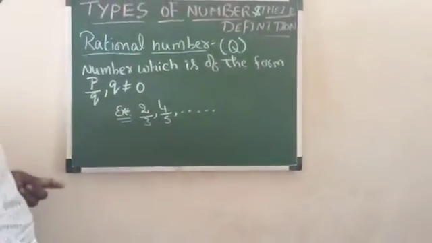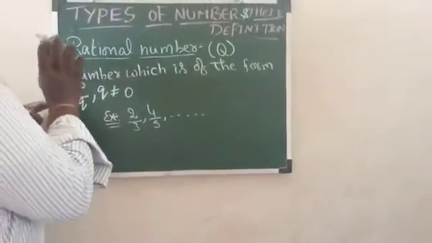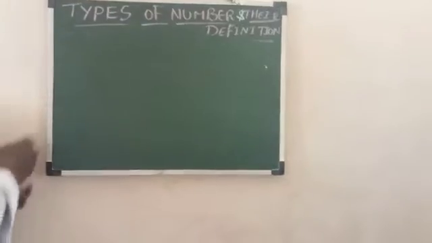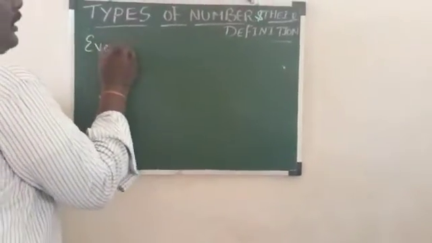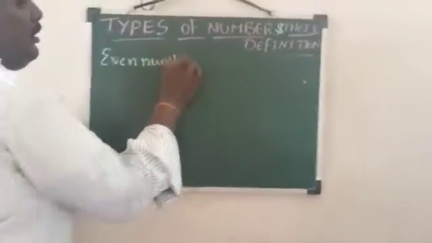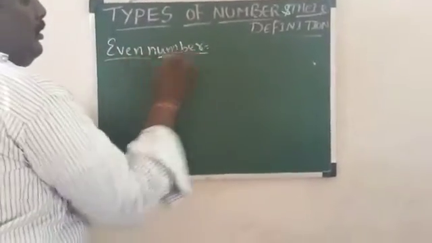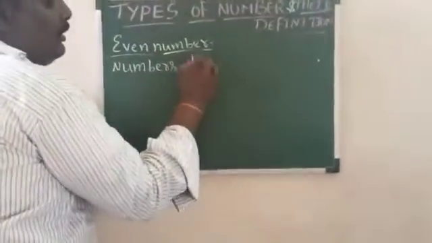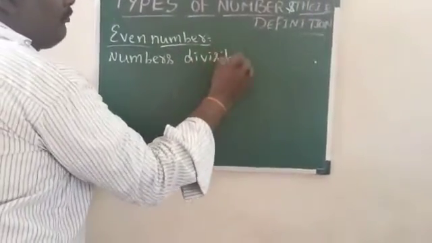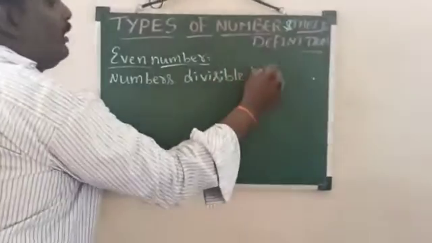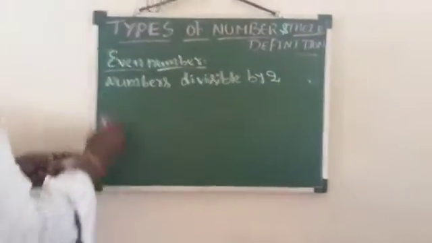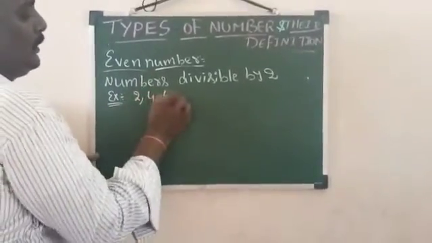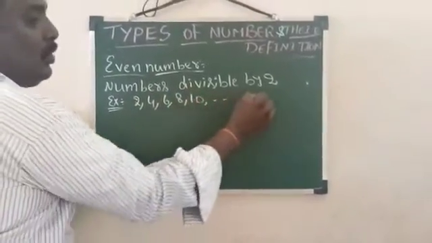Next, we are going to learn about even numbers. What are even numbers? Numbers divisible by 2 are even numbers. Examples: 2, 4, 6, 8, 10 and so on.